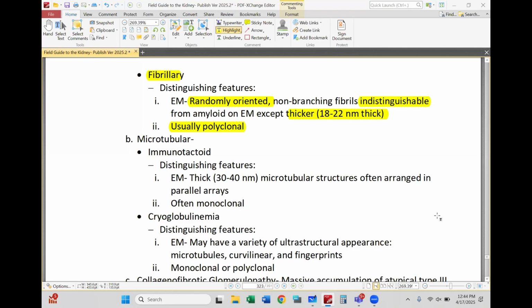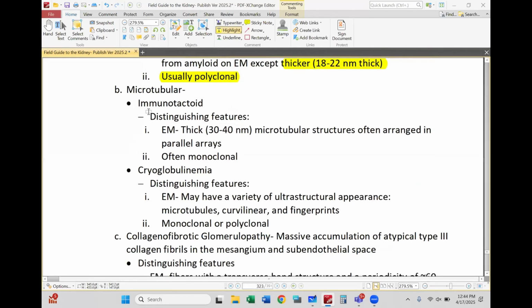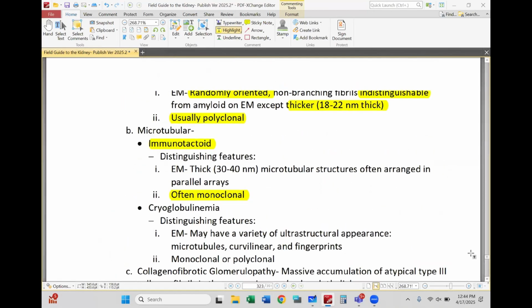Let's contrast this with immunotactoid, which has greater monoclonality. So this statement, usually polyclonal, its primary purpose is to distinguish fibrillary from immunotactoid, which is often derived from a monoclonal process. I should say as well here, this is noticeably absent, you should add this in.